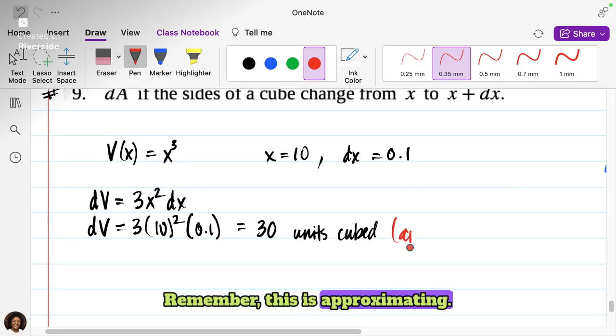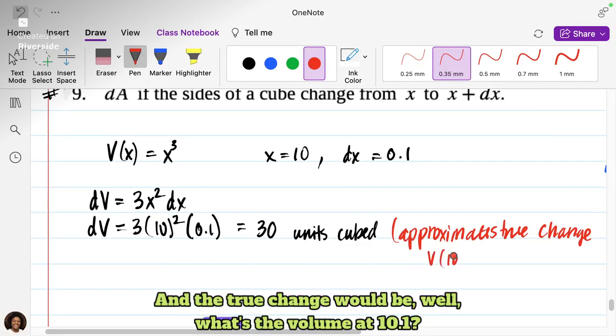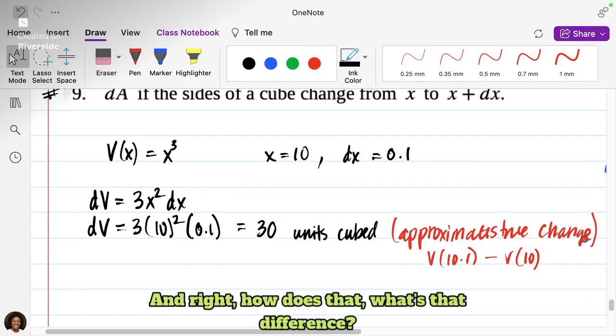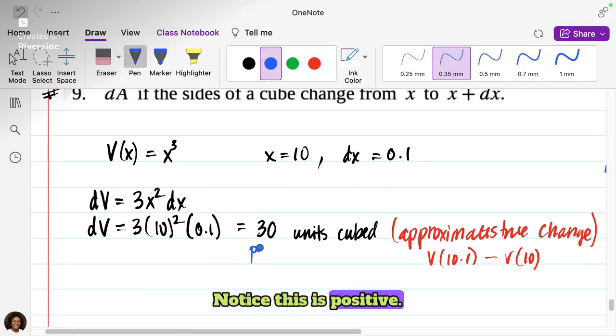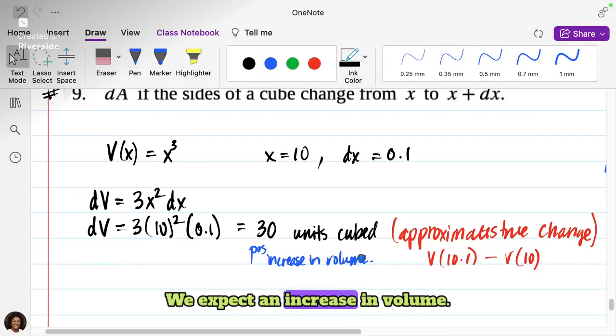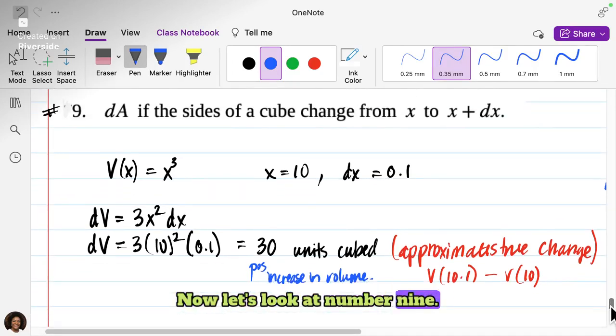Remember, this is approximating the true change. And the true change will be, well, what's the volume at 10.1, and then what's the volume at 10, and what's that difference? So for us, we're approximating it as the difference is 30 units cubed. Notice this is positive, so this means an increase in volume, which we would expect, right? That's it. Now let's look at number 9.